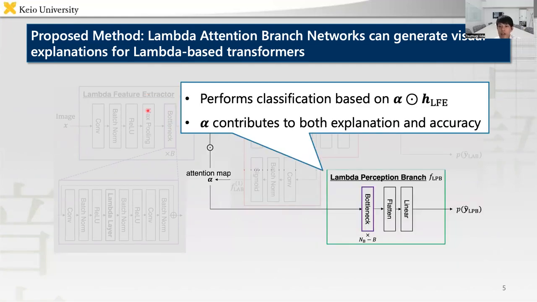Finally, in this slide, the Lambda perception branch is shown. The LPB performs classification. The input of LPB is the element-wise product of the image feature H and the attention map alpha. LABN can use the attention map not only as an explanation, but also for highlighting important areas for classification to improve accuracy.